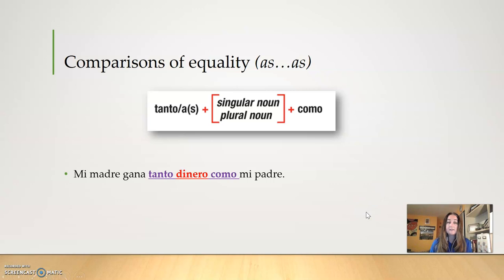mi madre gana tanto dinero como mi padre. Tanto dinero como. As much money as. Dinero is a singular masculine noun, so I use tanto. Tanto dinero como. Mi amiga toma tantas clases como yo. My friend takes as many classes as I. Clases is feminine and plural, so I have to change tanto to tantas.